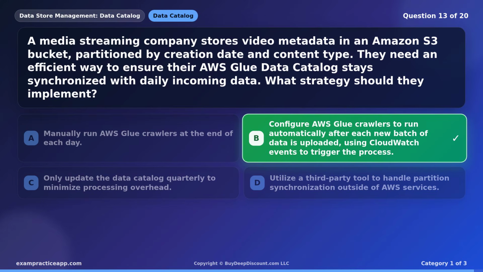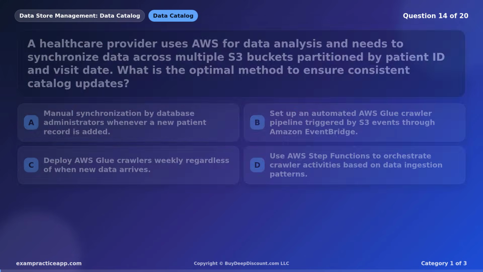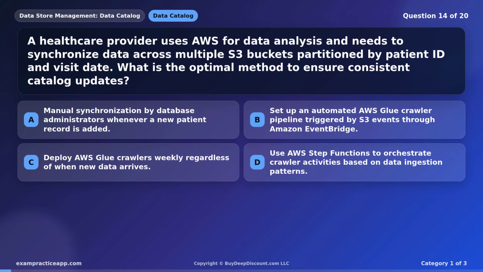Question 14. A healthcare provider uses AWS for data analysis and needs to synchronize data across multiple S3 buckets partitioned by patient ID and visit date. What is the optimal method to ensure consistent catalog updates?